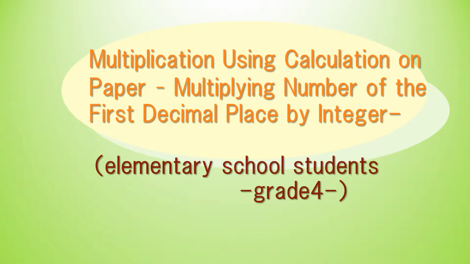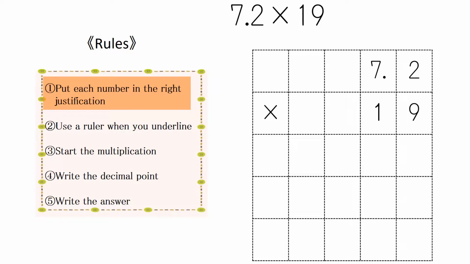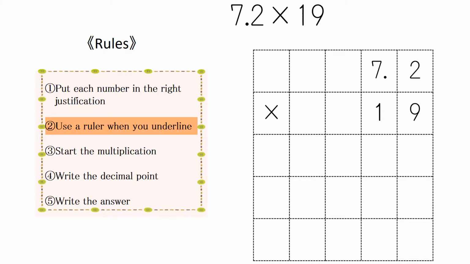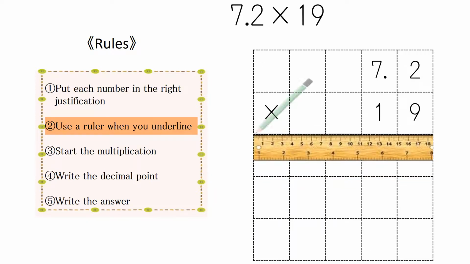In this section, we are going to study multiplication using calculation on paper, multiplying numbers of the first decimal place by the integer. Put each number in the right justification instead of alignment. So write 2 and 9 in the right end like this. Next, use a ruler when you underline like this.